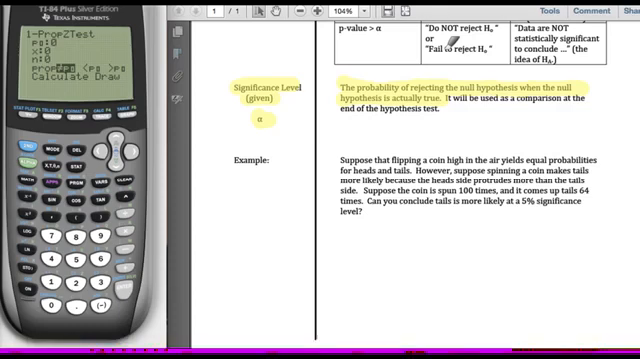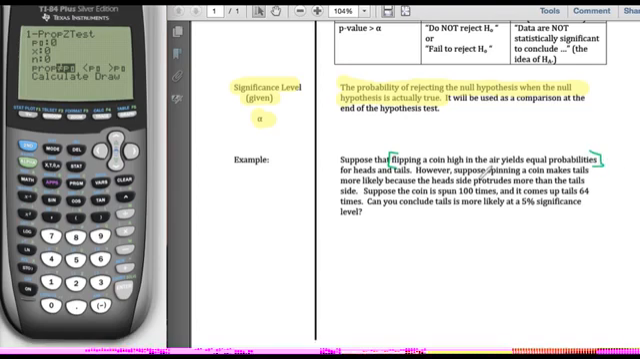To get back to our coin flipping example that we saw in the previous video, once again, we know that flipping a coin high into the air yields equal probabilities for heads and tails, 50% chance for heads, 50% chance for tails. But we're looking at spinning the coin, making tails more likely, because the head side protrudes a little bit more than the tail side. Our sample is a coin that's spun 100 times, and it comes up tails 64 times. We want to know, can we conclude tails is more likely at the 5% significance level?